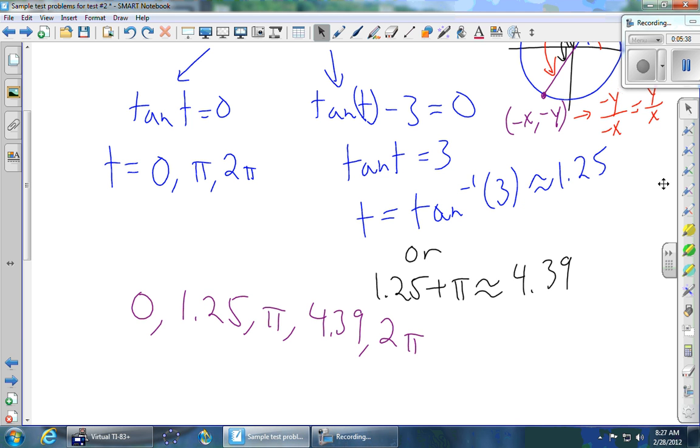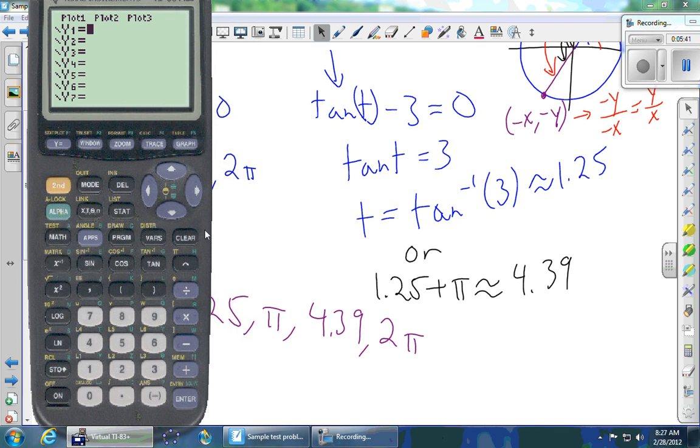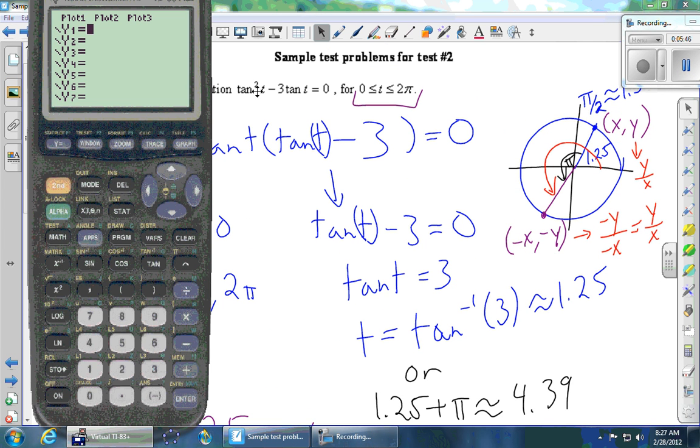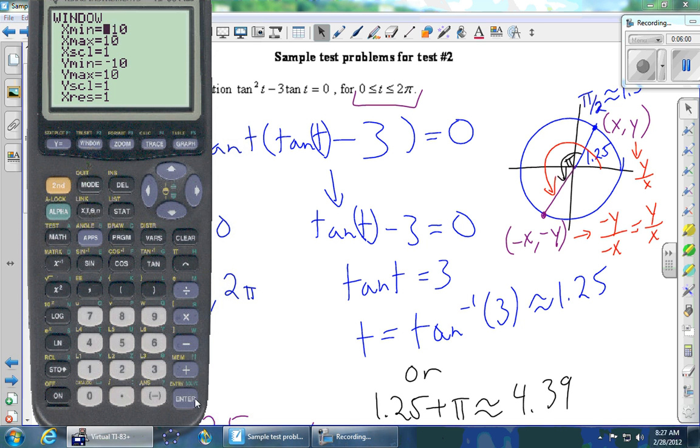And certainly you're welcome to check these on the calculator, so we'll go ahead and try that now. We'll go into y equals, and we will type in the original equation way up at the top. So we want tan squared of t, so we're doing tangent of x, squared, minus 3 tangent x. And we'll think about the window. We're looking between 0 and 2 pi, so those are the x's. And for the y values, negative 10 to 10 is okay. Tangent is going to shoot off the screen, but you just need to make sure 0 is in between your y values.